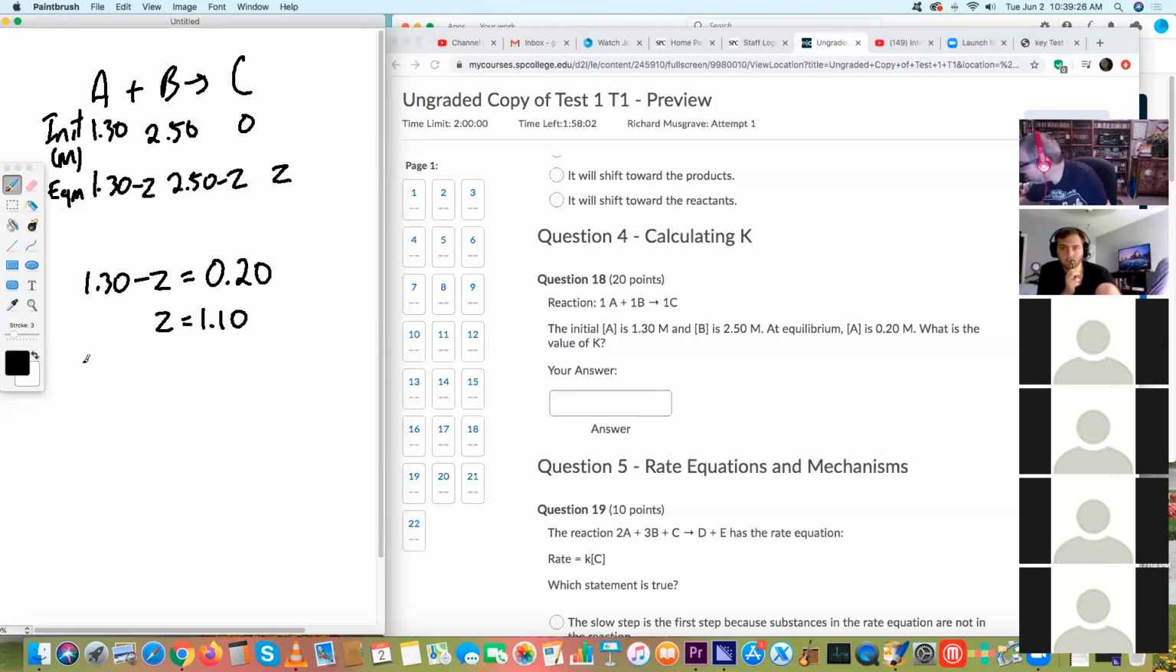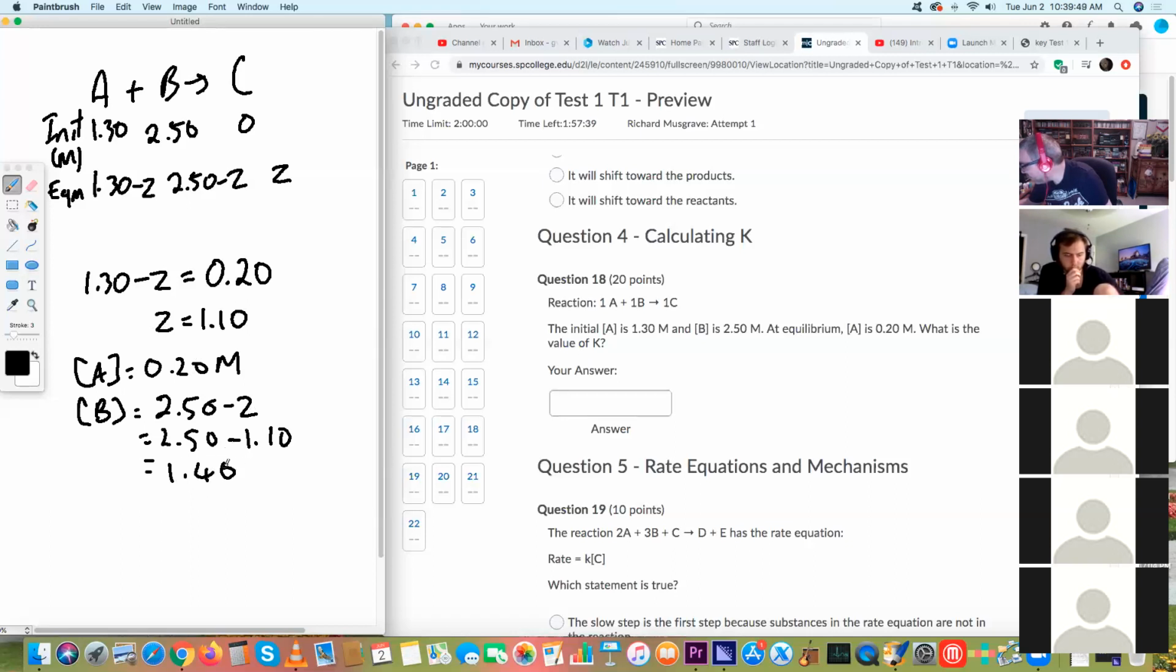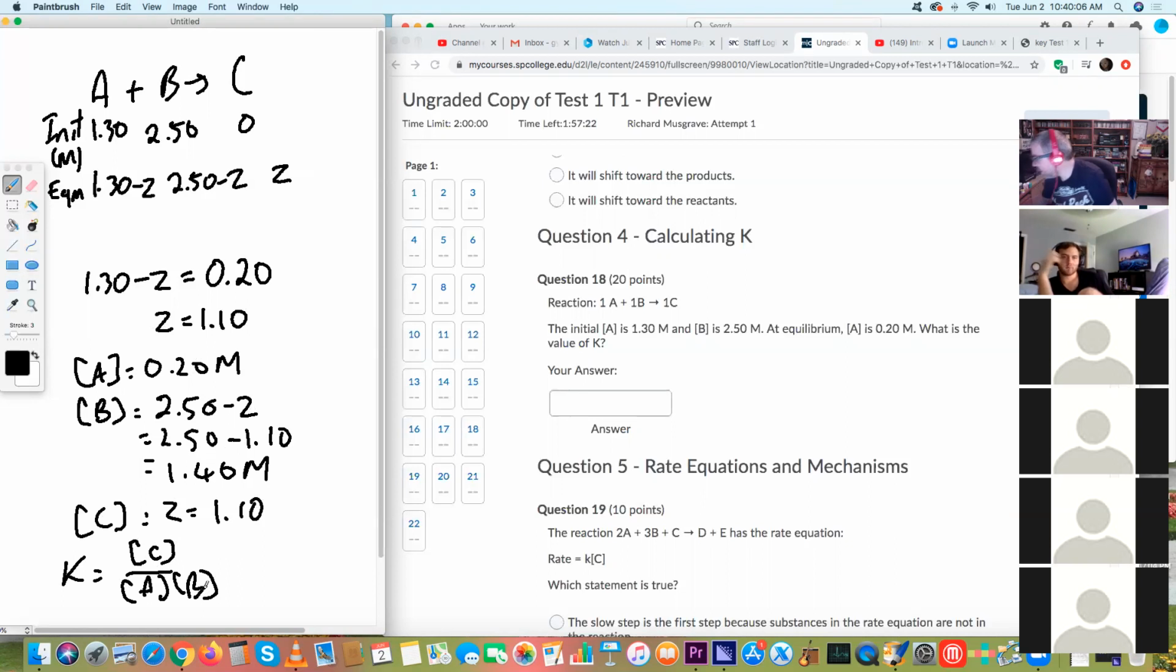So I like to go through and just do all these. I know what the concentration of A is at equilibrium. It's going to be 0.20 because that's what we were given. Now B is going to be 2.50 minus Z, which is 2.50 minus 1.10, which is going to be 1.40. And C is going to be Z, which is going to be 1.10. So after that, we know that K is going to be C divided by A times B, and we can just plug all those values in, and that'll give you my K value.